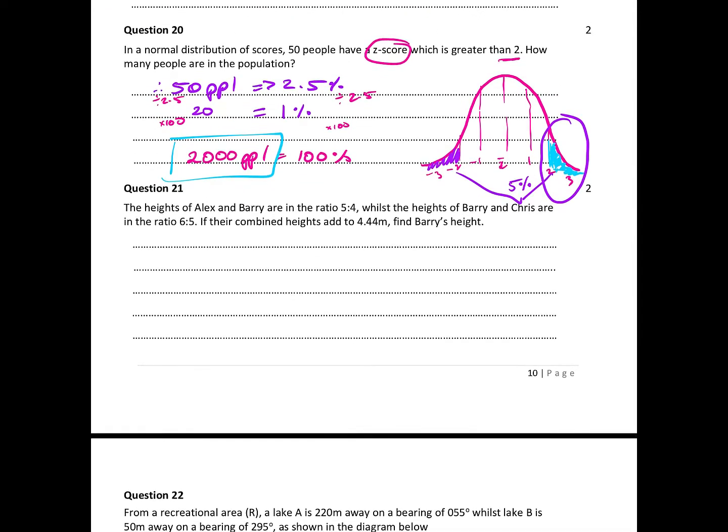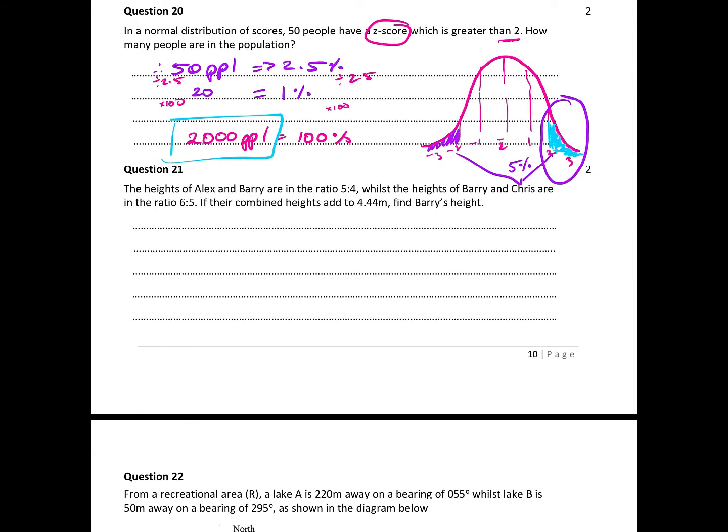Question 21. The heights of Alex and Barry are in the ratio of 5 to 4, whilst the heights of Barry and Chris are in the ratio of 6 to 5. So I've got Alex to Barry is 5 to 4, and Barry to Chris is 6 to 5. I want to join these two ratios together.